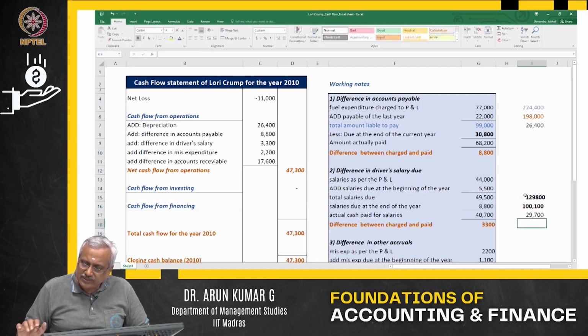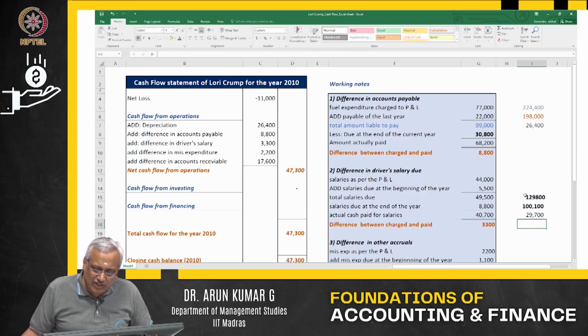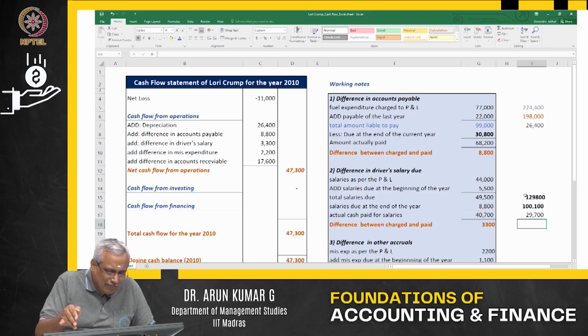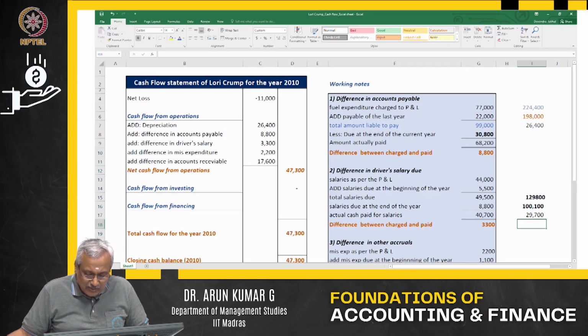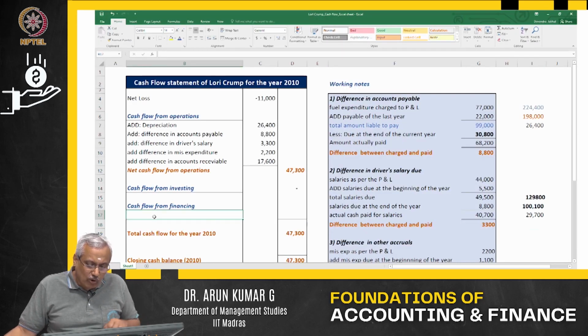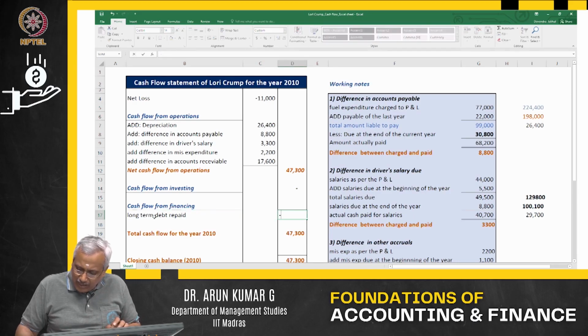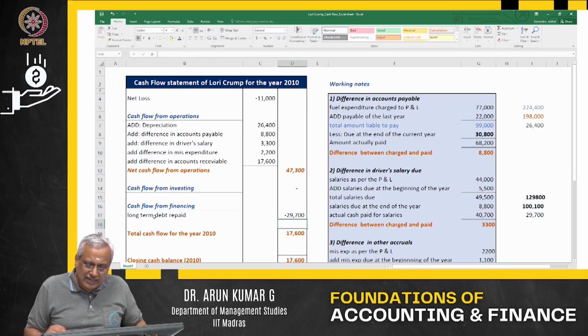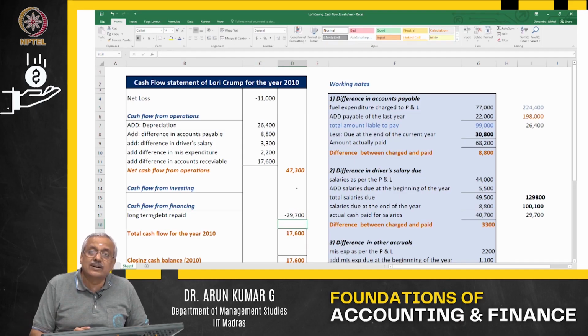So what is the difference? The difference is 29,700. That means why has it reduced? You would have ideally paid back that money. That is where it has reduced. Otherwise, nobody is going to give you a holiday. Why does it reduce? Unless you repay, it doesn't reduce. When you repay, what happens? Cash outflow, long-term debt repaid. What is the cash outflow? Minus 29,700. That is a cash outflow that has occurred.